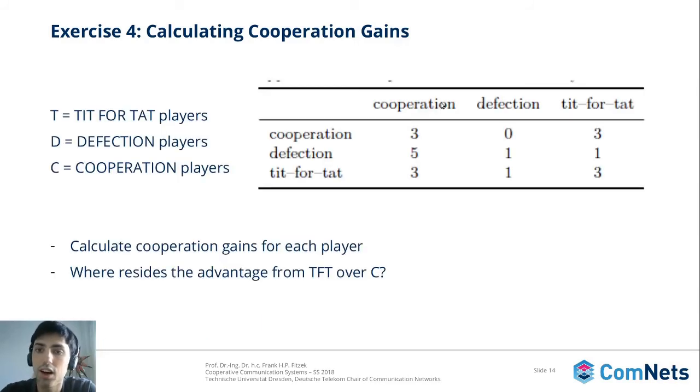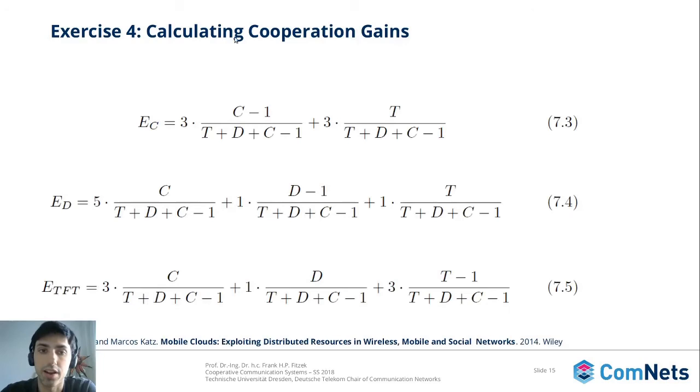So you can see here how valuable this table is, because with this table we can see what is going to be the cooperation gains for each type of player. Okay, so this one would be for cooperation. For defection it is exactly the same, but we have 5 for the cooperation players, 1 for the defection players, and 1 for the tit for tat players. You can see that the denominator is always the same.